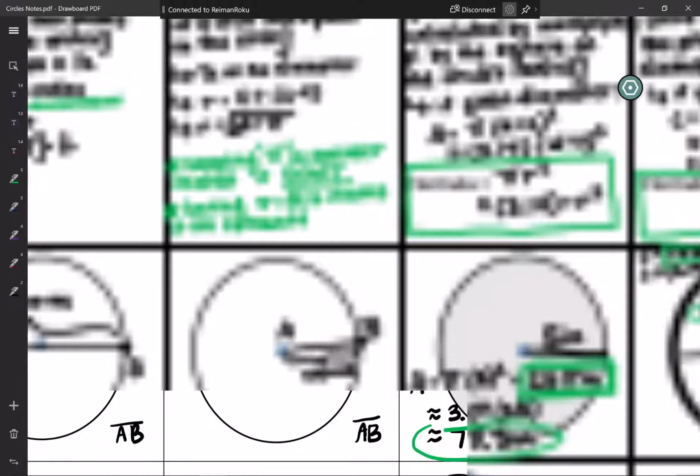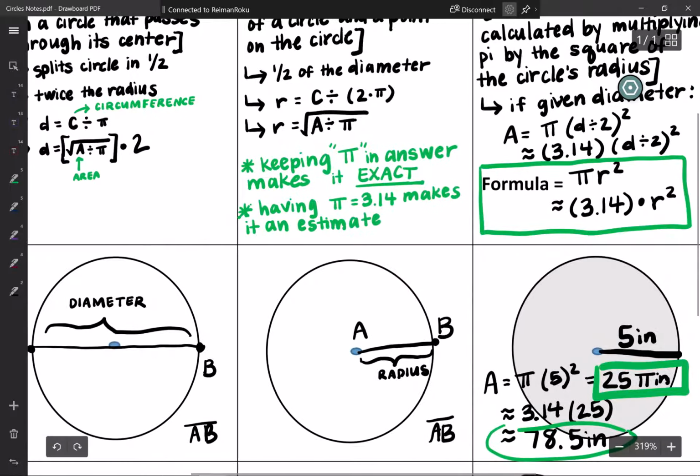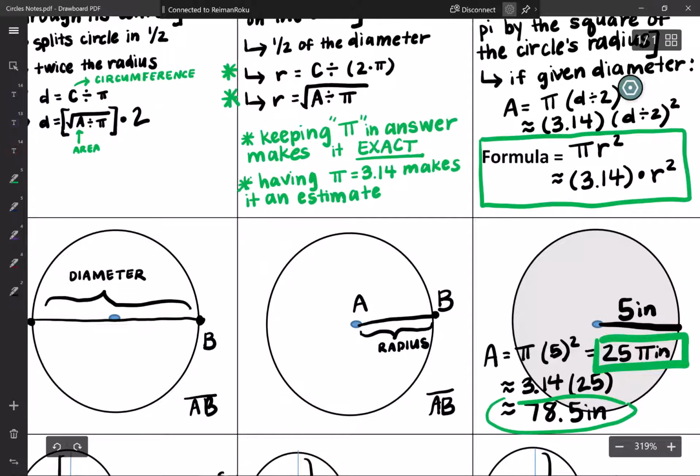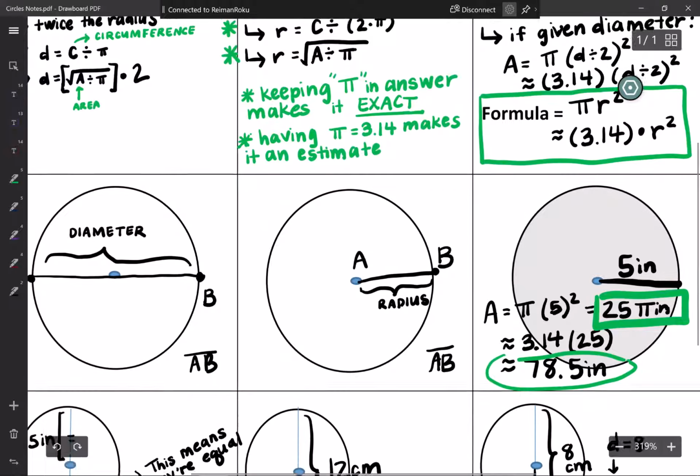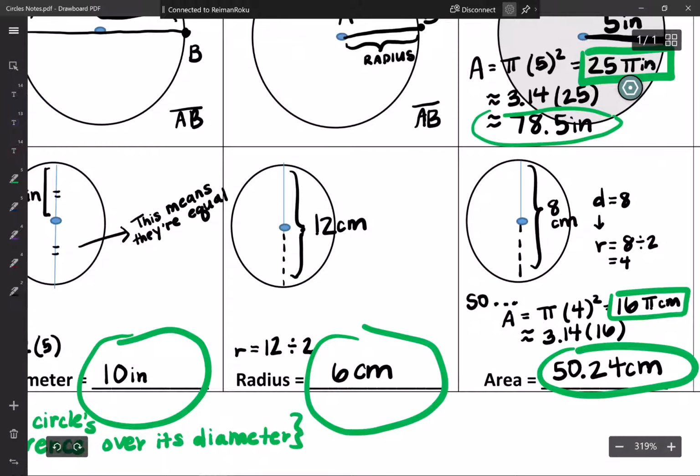Oppositely, this idea regarding the radius, and I gave you two formulas to help you solve for radius: one if you're given the circumference, one if you're given the area. And I give you this note on what it means to keep your answer in terms of pi. We already talked about how keeping it in terms of pi makes it exact. And if I have pi equal 3.14, that makes it an estimate, right? So let me show you examples of that.